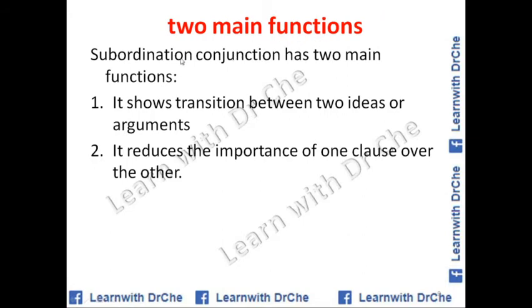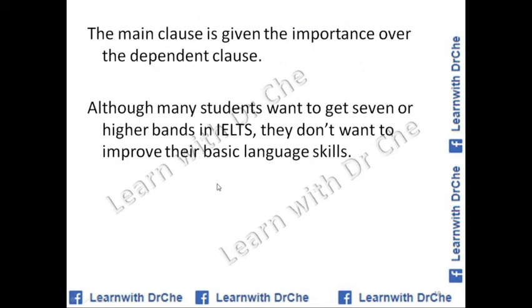Two main functions. Subordinating conjunctions have two main functions. Number one is to show transition between two ideas or arguments. And number two is that it reduces the importance of one clause over the other. The main clause, the independent clause that can stand on its own, is given importance over the dependent or subordinating clause.